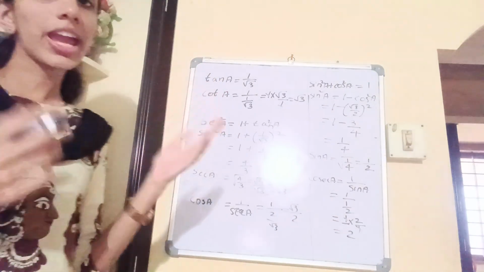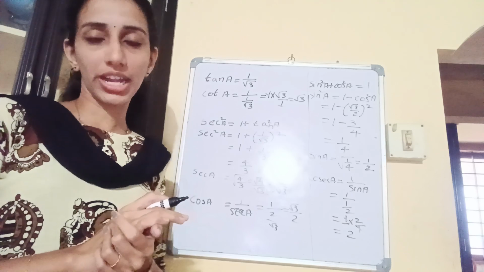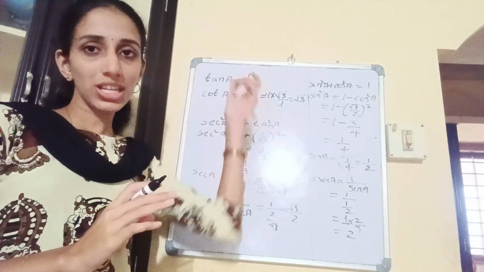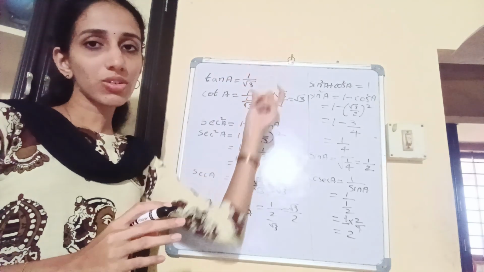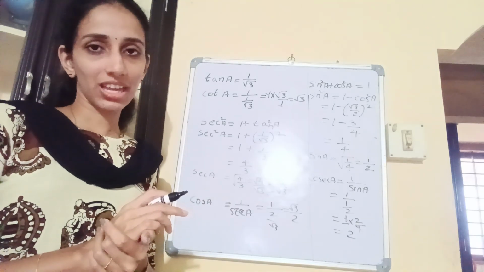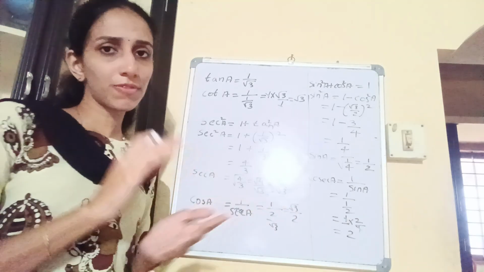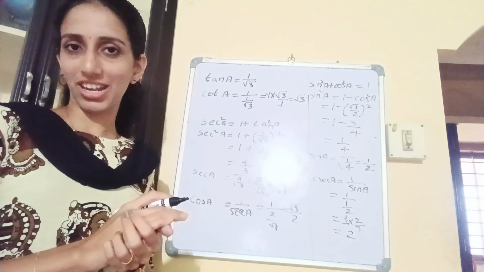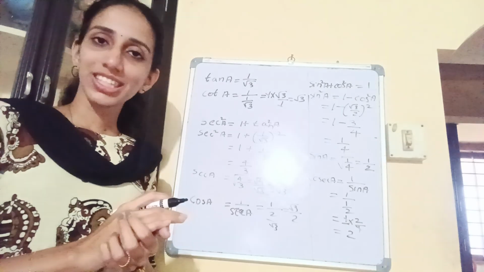So we only had one trigonometric ratio, and using that value, we can find all the trigonometric ratios of the triangle. Okay, clear? So this will be the first use of this trigonometric identity. Okay, thank you.